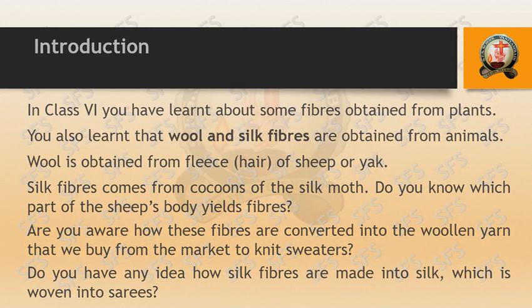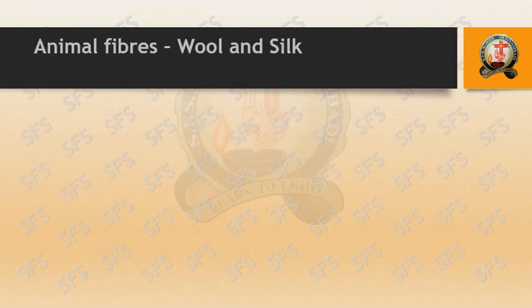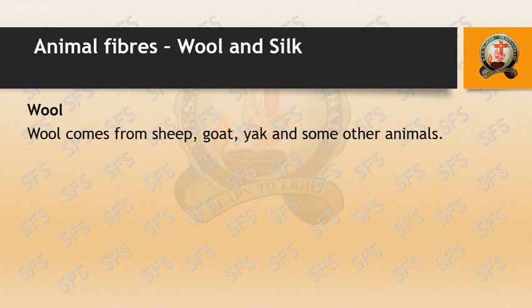Okay, so shall we proceed, children, now? Yeah. So animal fibers, that is wool and silk mainly. Okay, it's widely used everywhere. So first we are going to learn about wool. What is wool actually? Wool comes from sheep, goat, yak, and some other animals as well. Some other animals can be camels also.